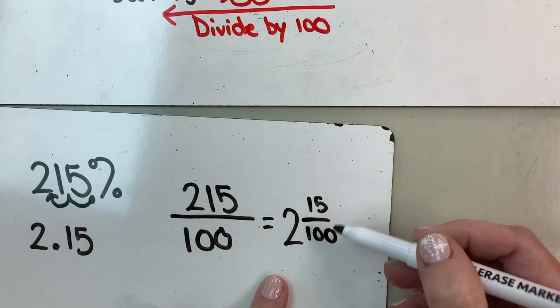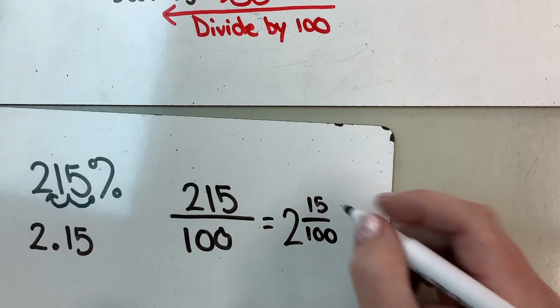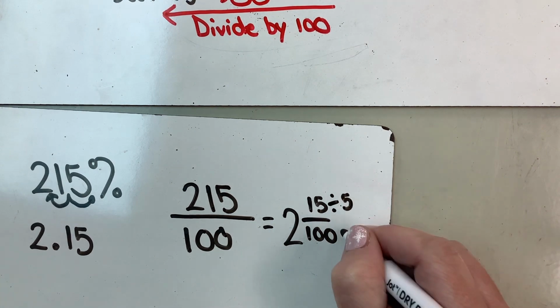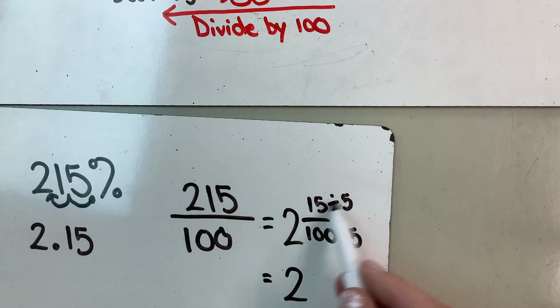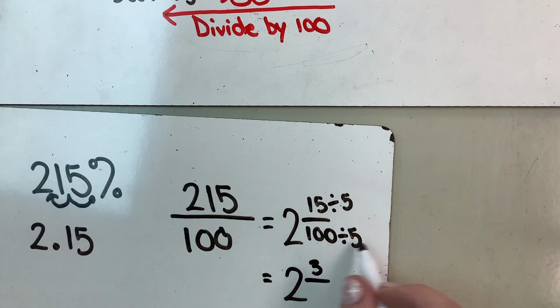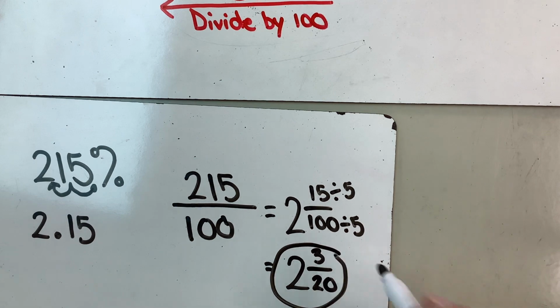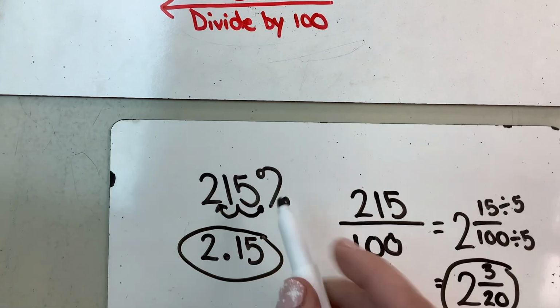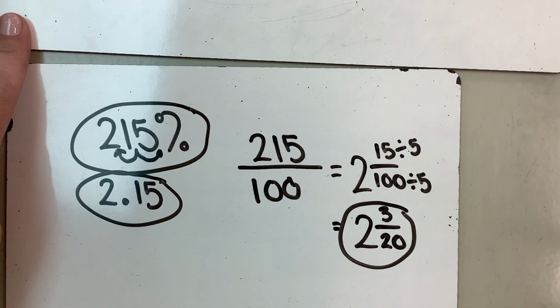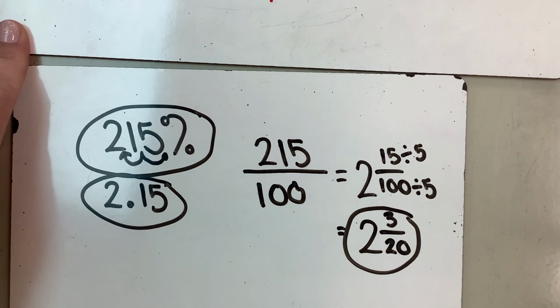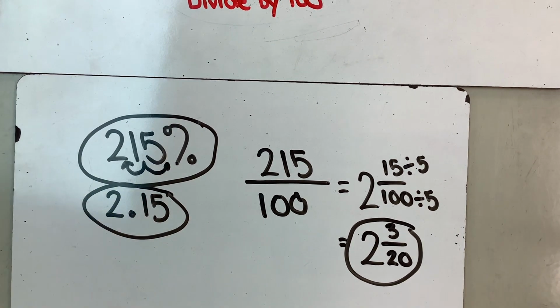We can reduce this. If it ends in a 5, I know that 5 goes into those numbers, so I'm going to divide both the top and the bottom by 5, and that gives me 2. 15 divided by 5 is 3, and 100 divided by 5 is 20. So I have a fraction, I have a decimal, and I have a percent. Okay? So that is if we have a percent that is greater than 100. Lots of extra credit kind of deal.